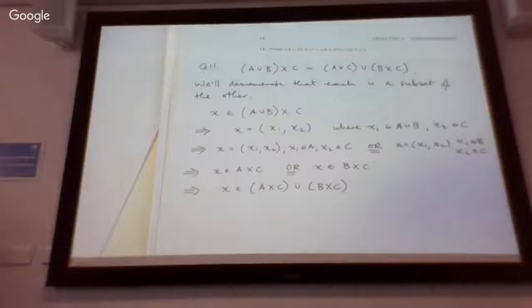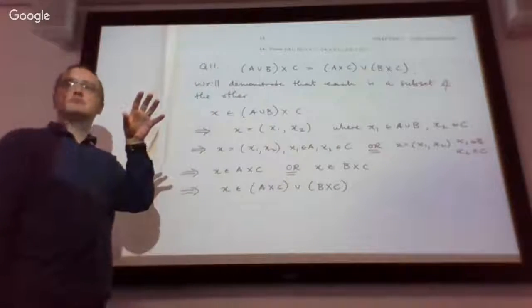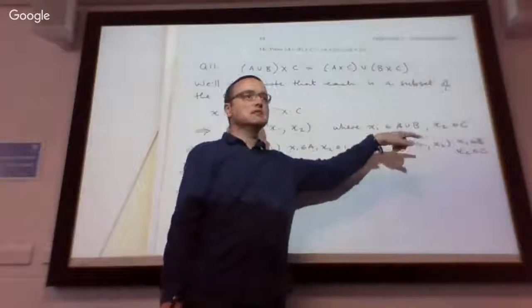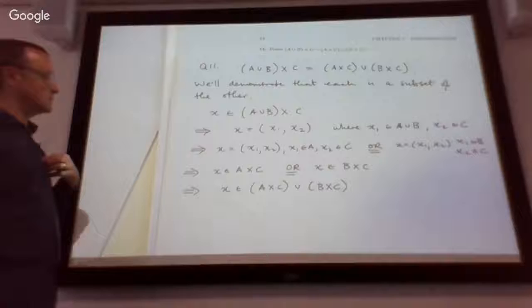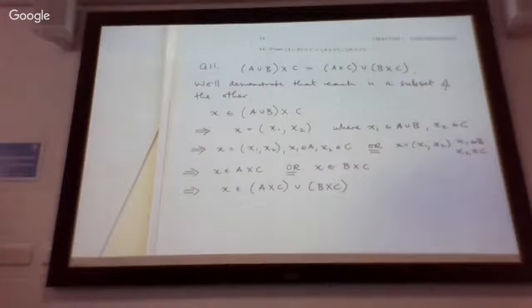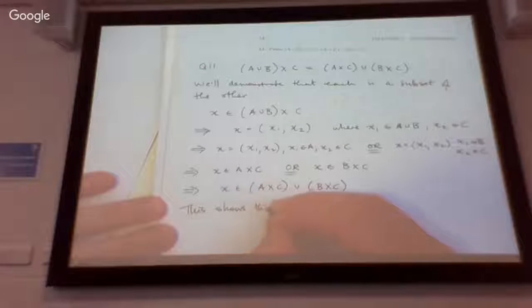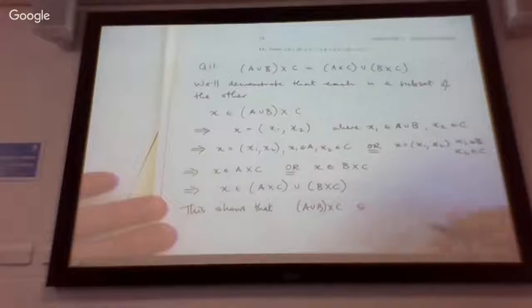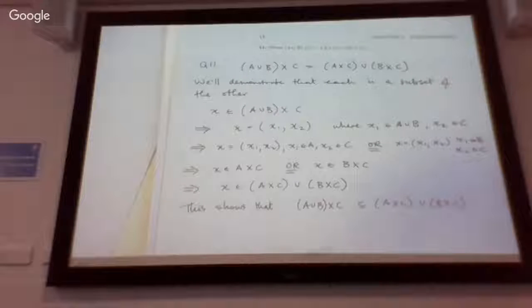It's perfectly possible that x is in both sets. If A and B have a non-empty intersection, our x1 here could be living simultaneously in A and B, but the point in this argument is that it must be in one or the other. It could still be both. Okay, so that implies, this shows that the set on the left, A union B, Cartesian product with C, is contained in the set on the right. And that's half of the work of showing that the two sets are equal.